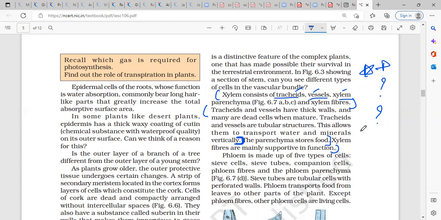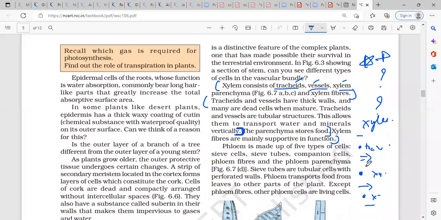So how will you write? You will write xylem, then you will write xylem consists of, first of all the names, tracheids and all that. Then one by one you will write tracheids and vessels with the function, then xylem parenchyma with the function, then xylem fiber with the function. Clear? Yes, no?